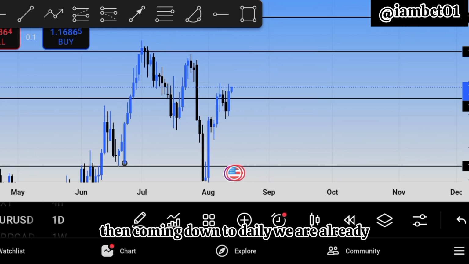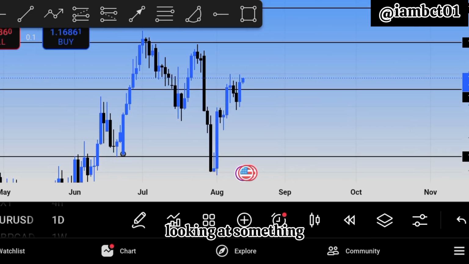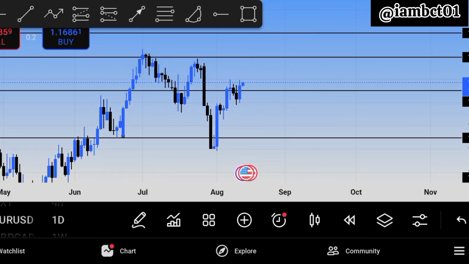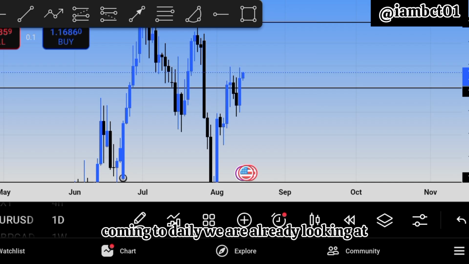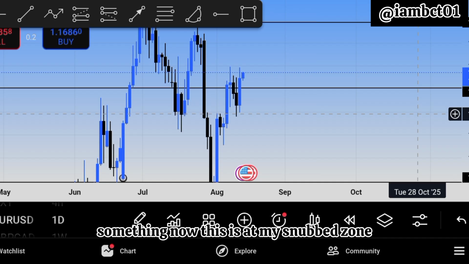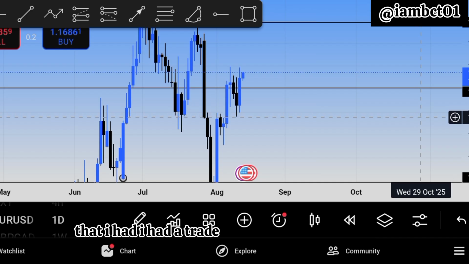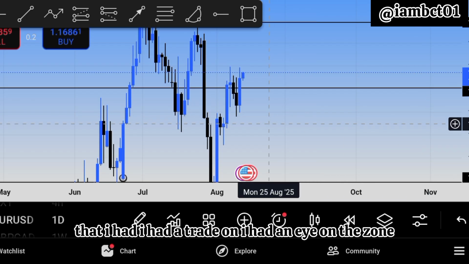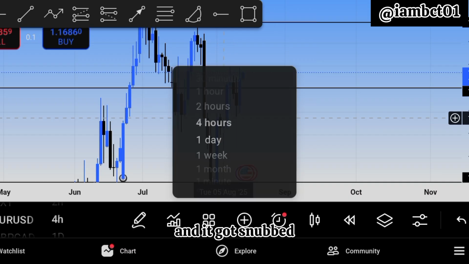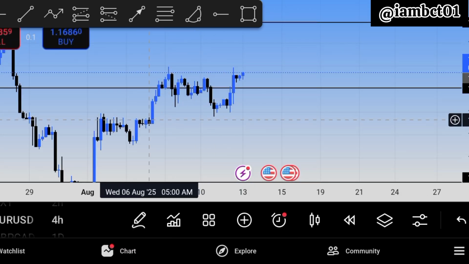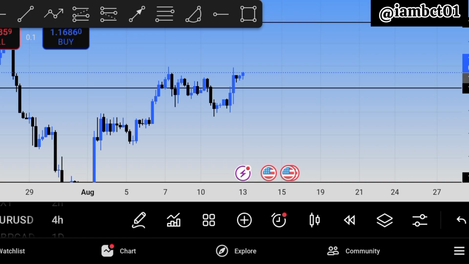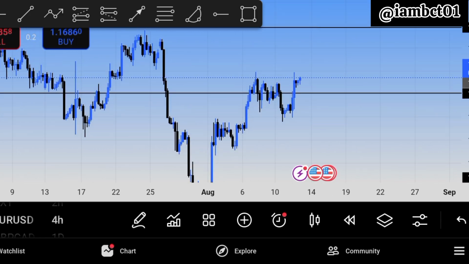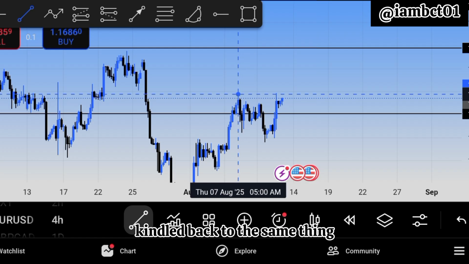Then coming down to daily, we're already looking at something now. This is not my snub zone. This is that zone that I had a trade on. I had an eye on the zone and it got snubbed. Price didn't get there. It just filled this gap and boom, it went up. So we just kind of candled back to the same thing.